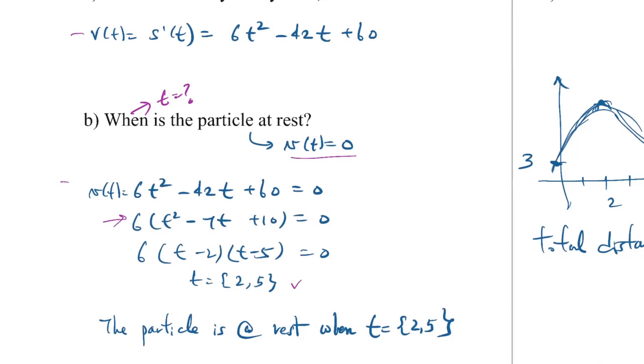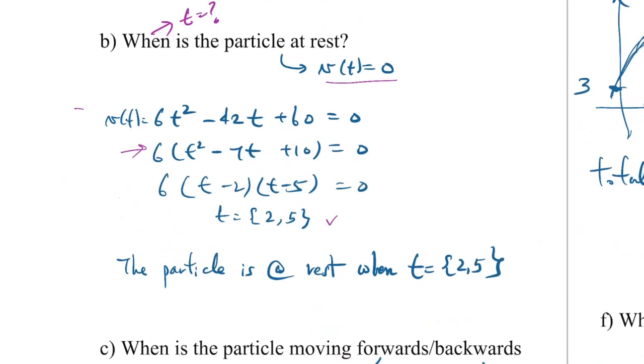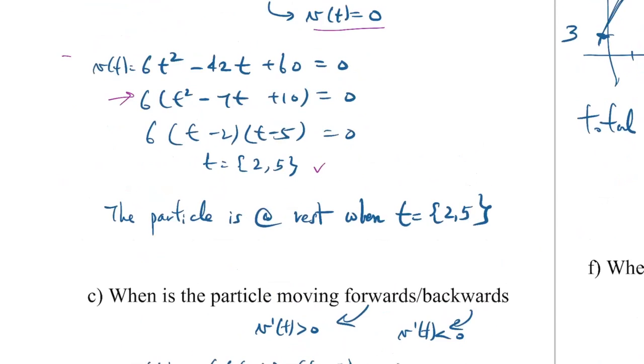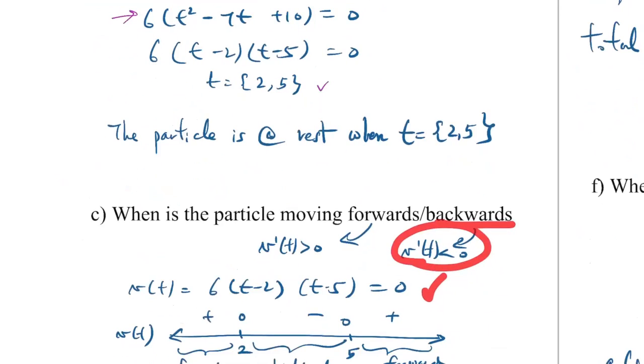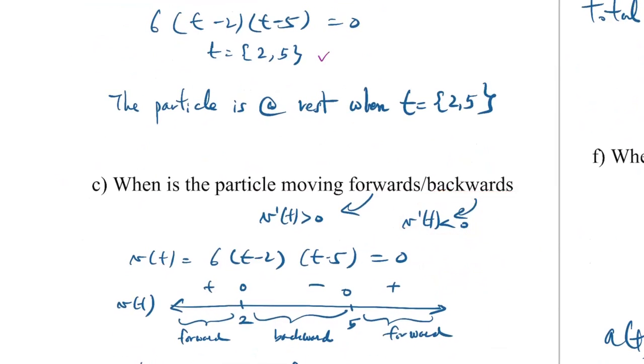But don't just leave it there, guys. Give a complete response, which is to say the particle is at rest when t is equal to 2 or 5. Then, when is it moving forwards or backwards? It's moving forwards when the velocity is positive. It's moving backwards when the velocity is negative. Now that we have these values, we could draw a number line to figure out when it's positive or negative.